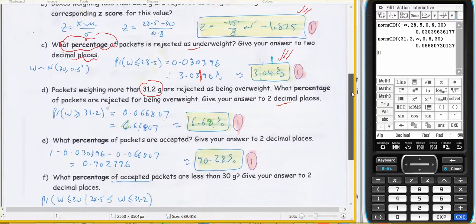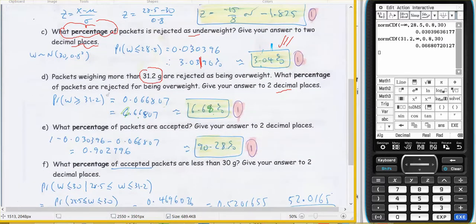Okay, part E, what percentage are accepted? Well, if this percentage are rejected and this percentage are too big, then 1 minus this will give me that. Always use more decimal places in your calculations and only round once you've got your answer.